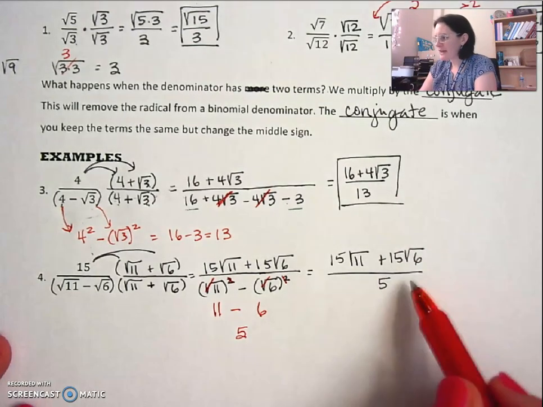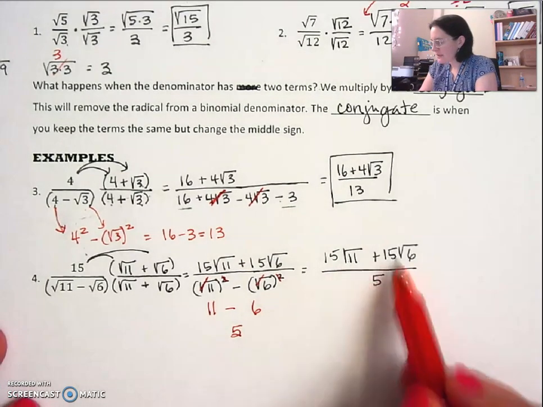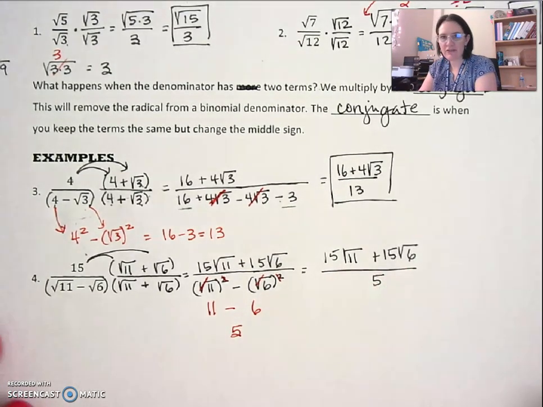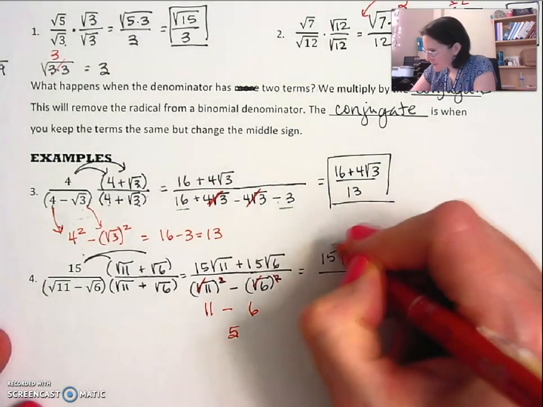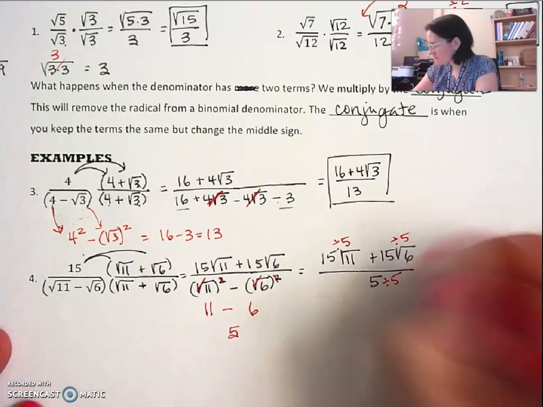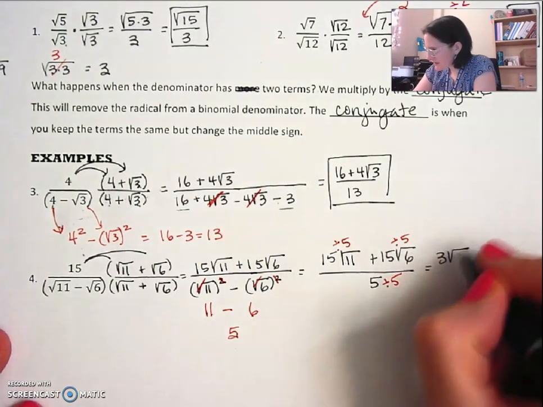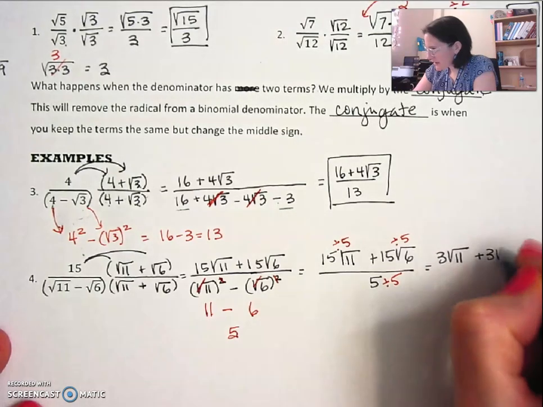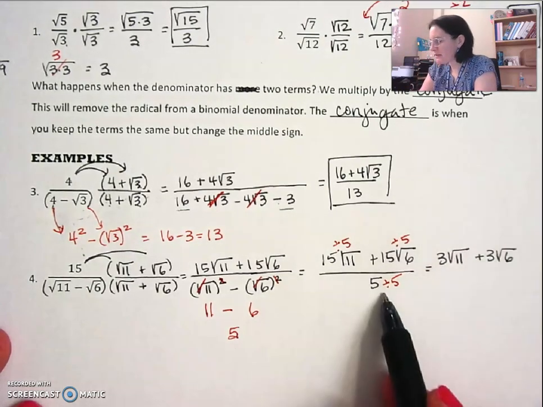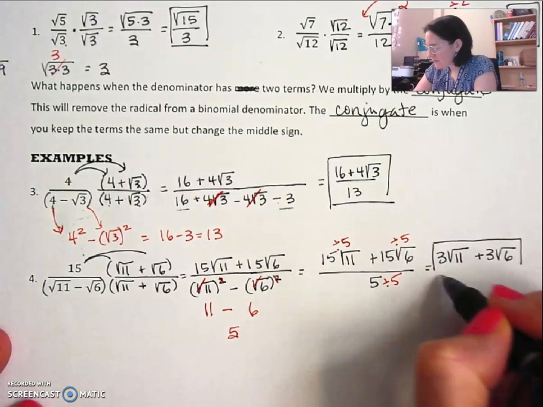And while this is good math, it can simplify one more time. All three of these terms have a 5 factor in common that I can divide out of them. So that becomes 3 radical 11 plus 3 radical 6. And in the denominator, 5 divided by 5 is 1, which I don't need to write.